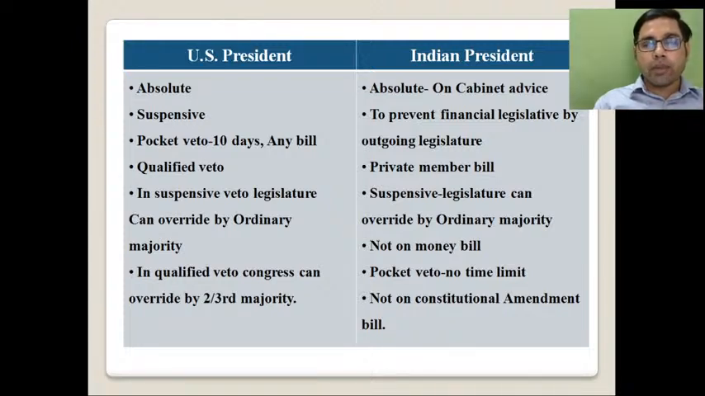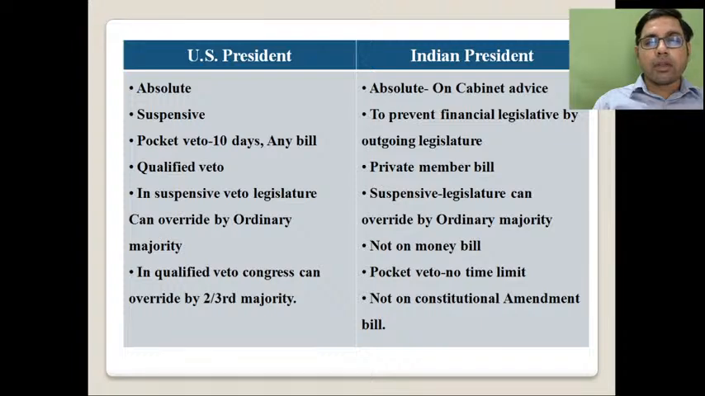So friends, keep in mind that only in such cases the Indian president can exercise absolute veto, just to prevent financial legislations by the outgoing legislature, whose impact is going to be on the new house or new council of ministers. So the new council of ministers is advising the president not to go further, not to give his assent. That kind of absolute veto can be there with the Indian president on the advice of what? Union Council of Ministers. And second, the Indian president can exercise absolute veto in case of a private member bill.